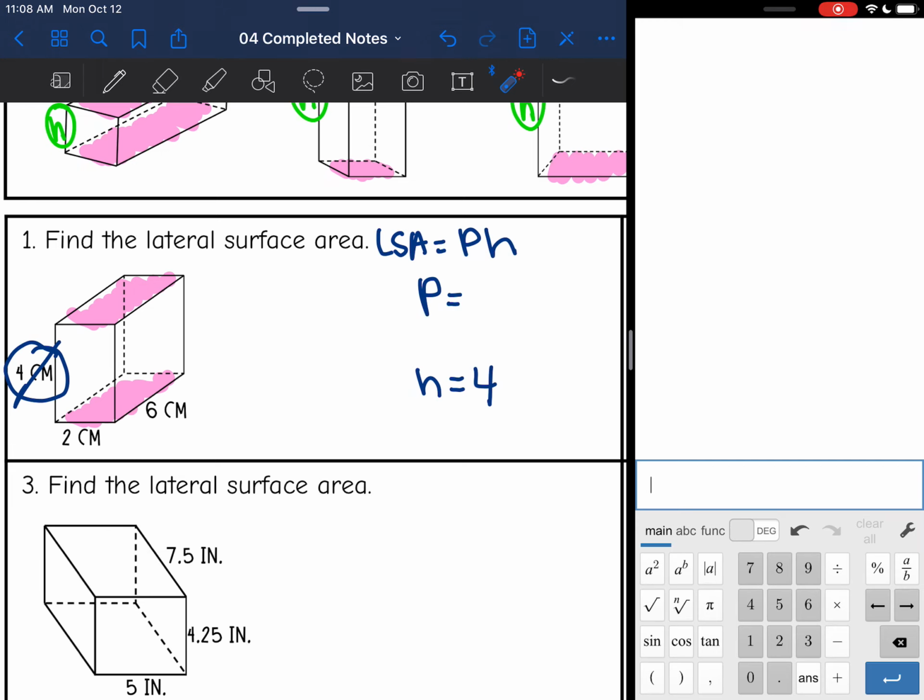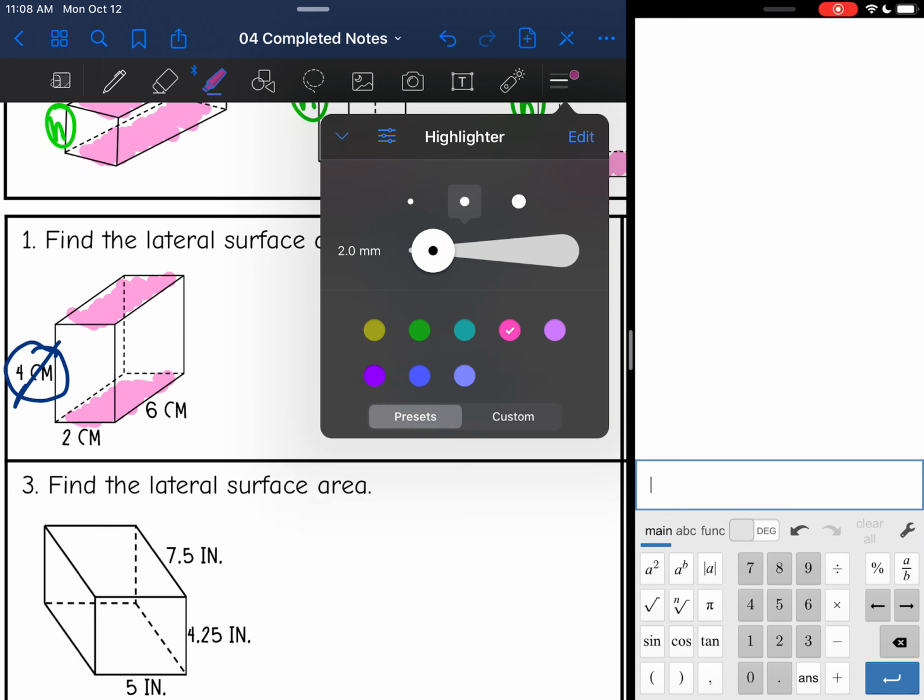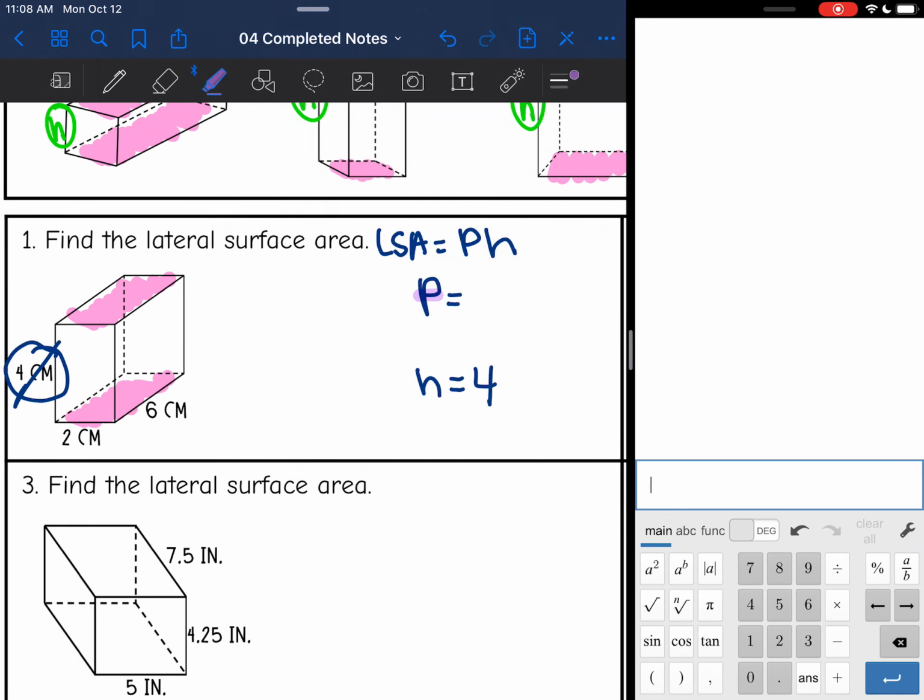And there can be a lot of numbers to keep track of with surface area, so I'm going to make it easier on myself. I only use it here. I cross it out after I'm done. Okay, now I need to find the perimeter of the rectangular base, which is around the rectangle. So I'm going to do 2 plus 6 plus another 2 plus another 6 to find the perimeter of the base. 2 plus 6 plus 2 plus 6. 8 plus 8 is 16.